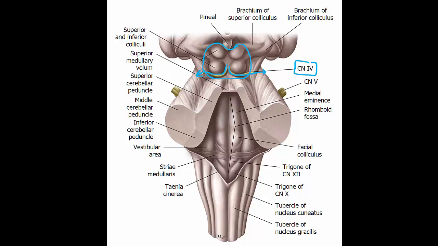Okay, so the trochlear nerve is the only nerve that's exiting the brainstem from the posterior portion, and then it's just going to wrap around the lateral brainstem before it travels anterior to get to the superior oblique muscle.